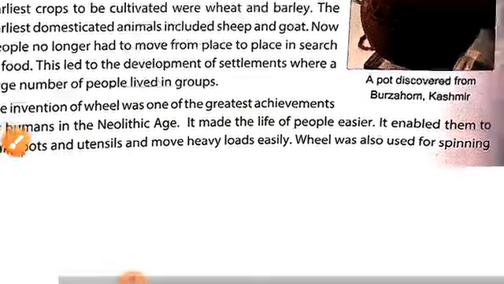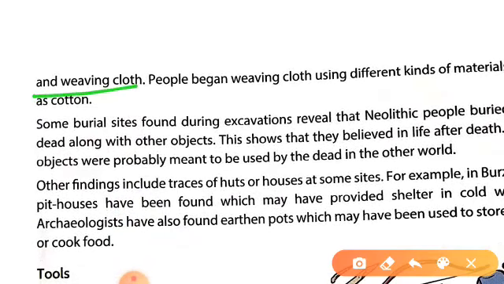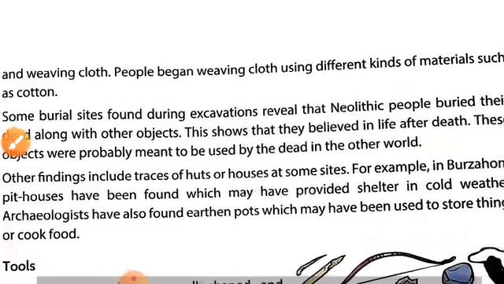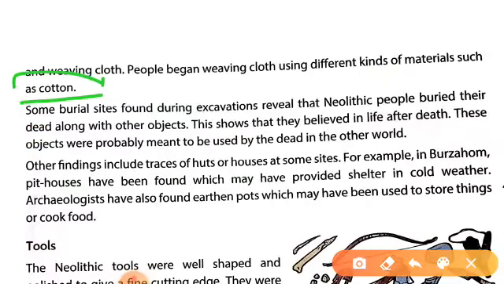The wheel was also used for spinning and weaving cloth. So they also learned how to make cloth using the wheel. People began weaving cloth using different kinds of materials such as cotton. So cotton was the first material they started using for cloth.